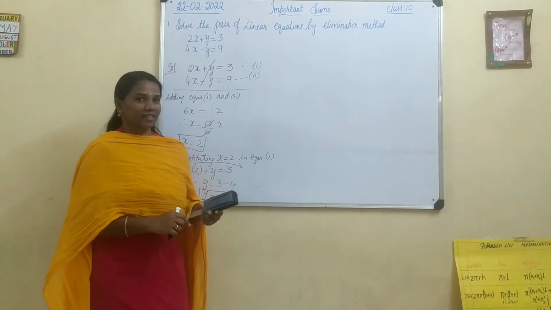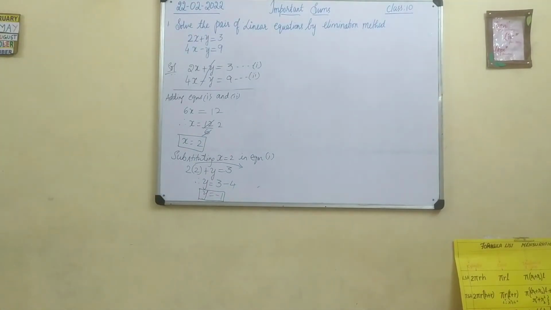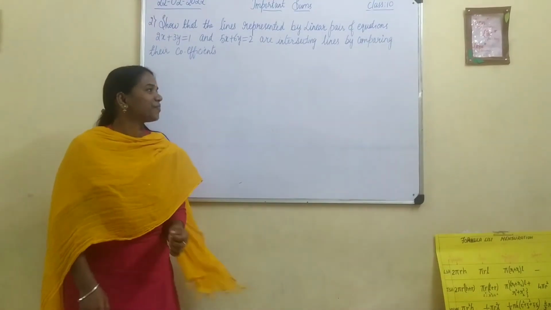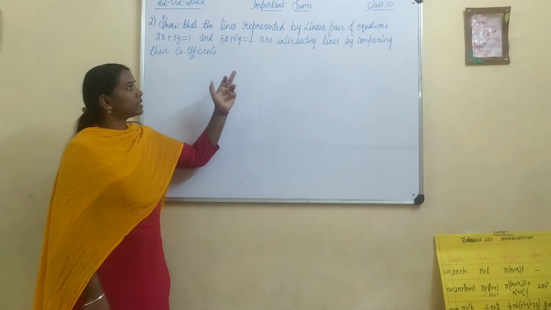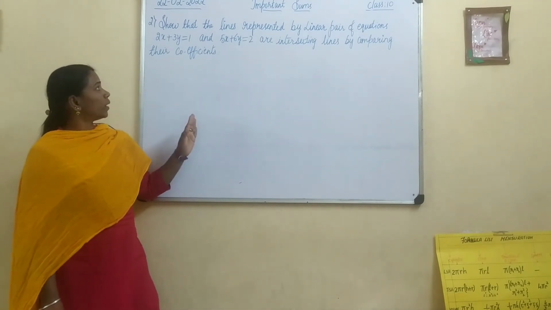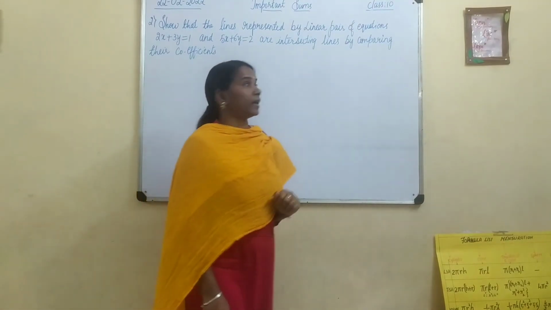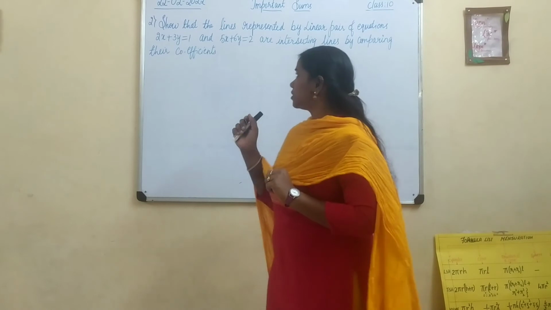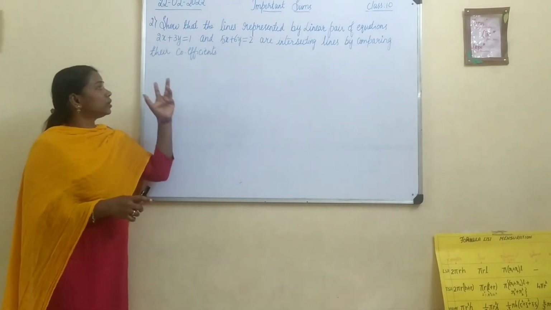Now, let us see the second sum. Show that the lines represented by the linear pair of equations 2x plus 3y equals 1 and 5x plus 6y equals 2 are intersecting lines by comparing their ratios. That is, ratios in the sense of coefficients. Clear? So here the two equations are given.